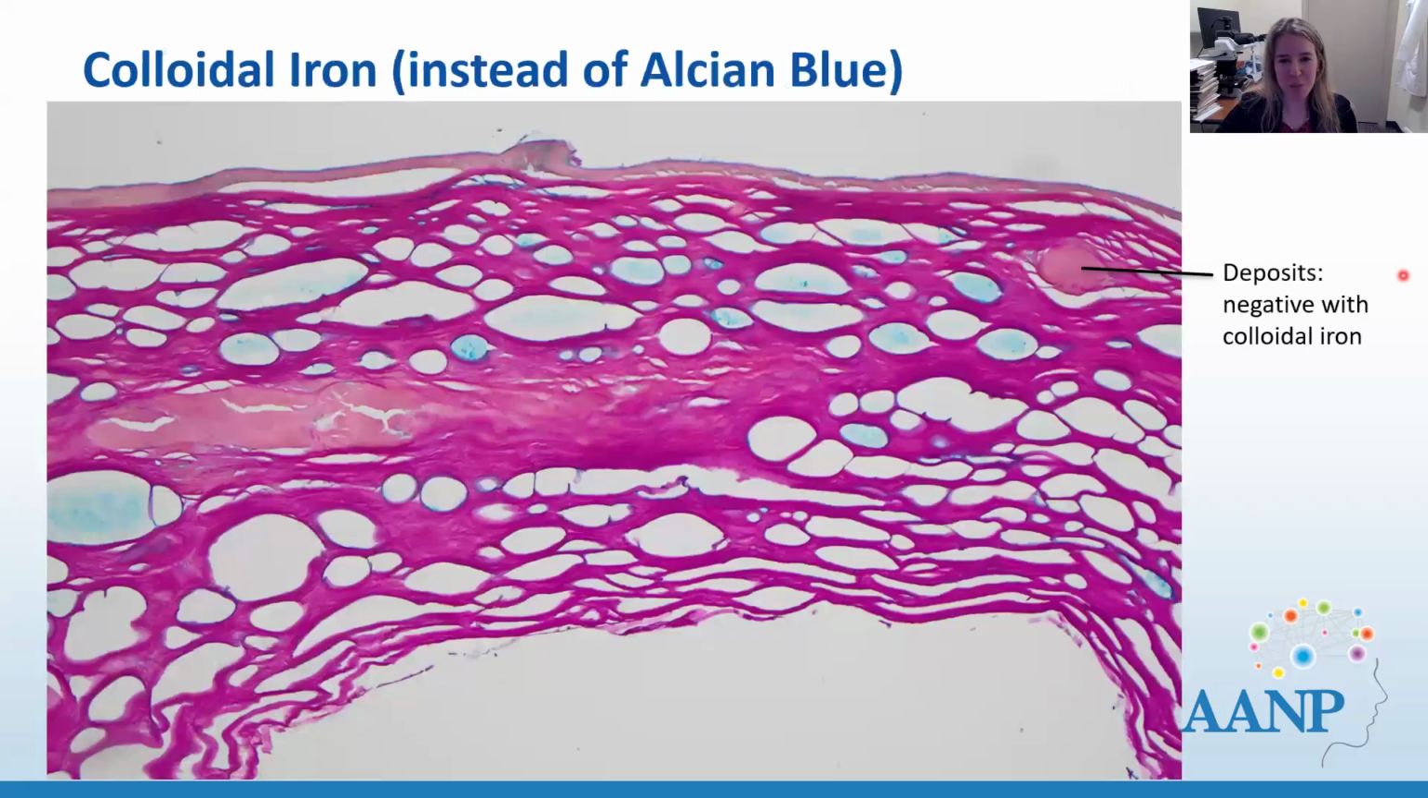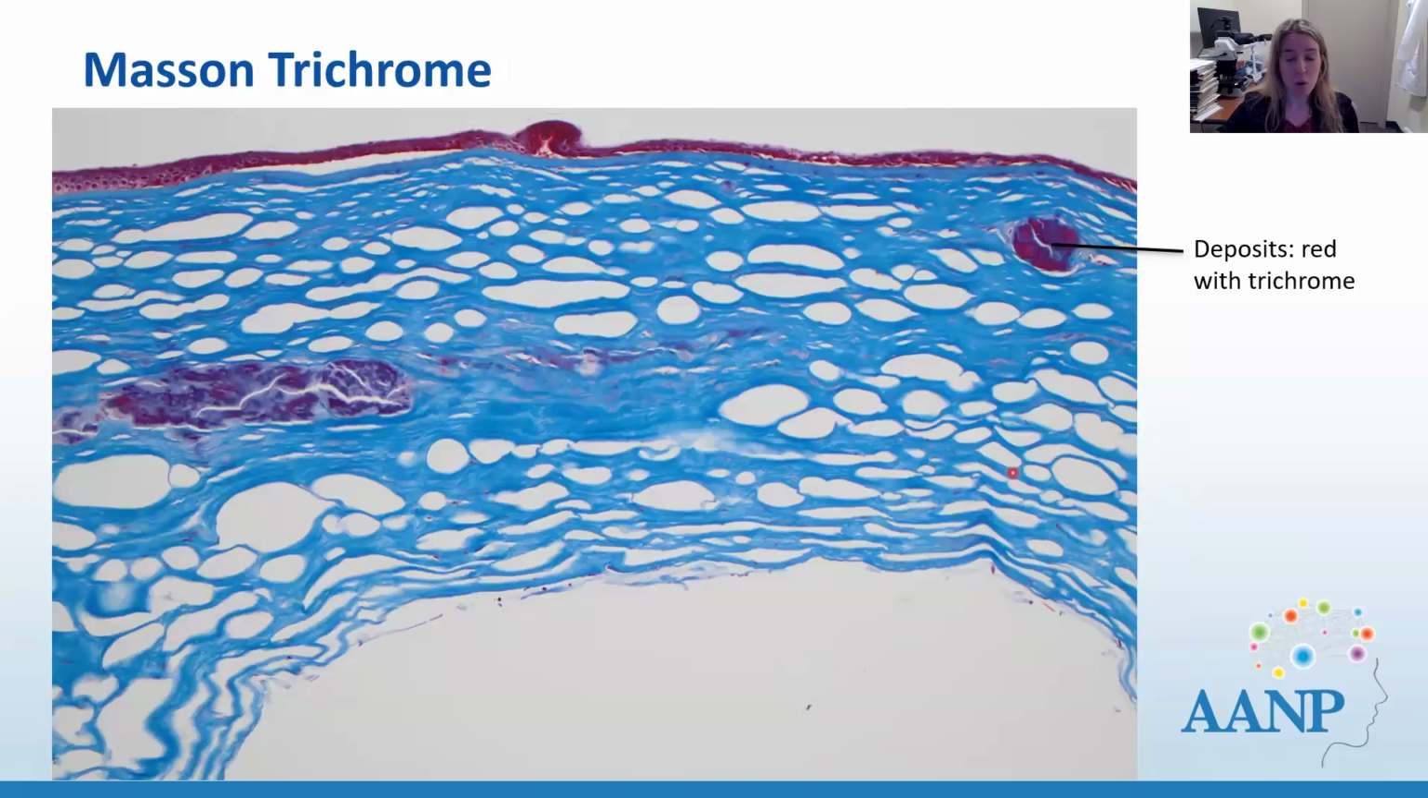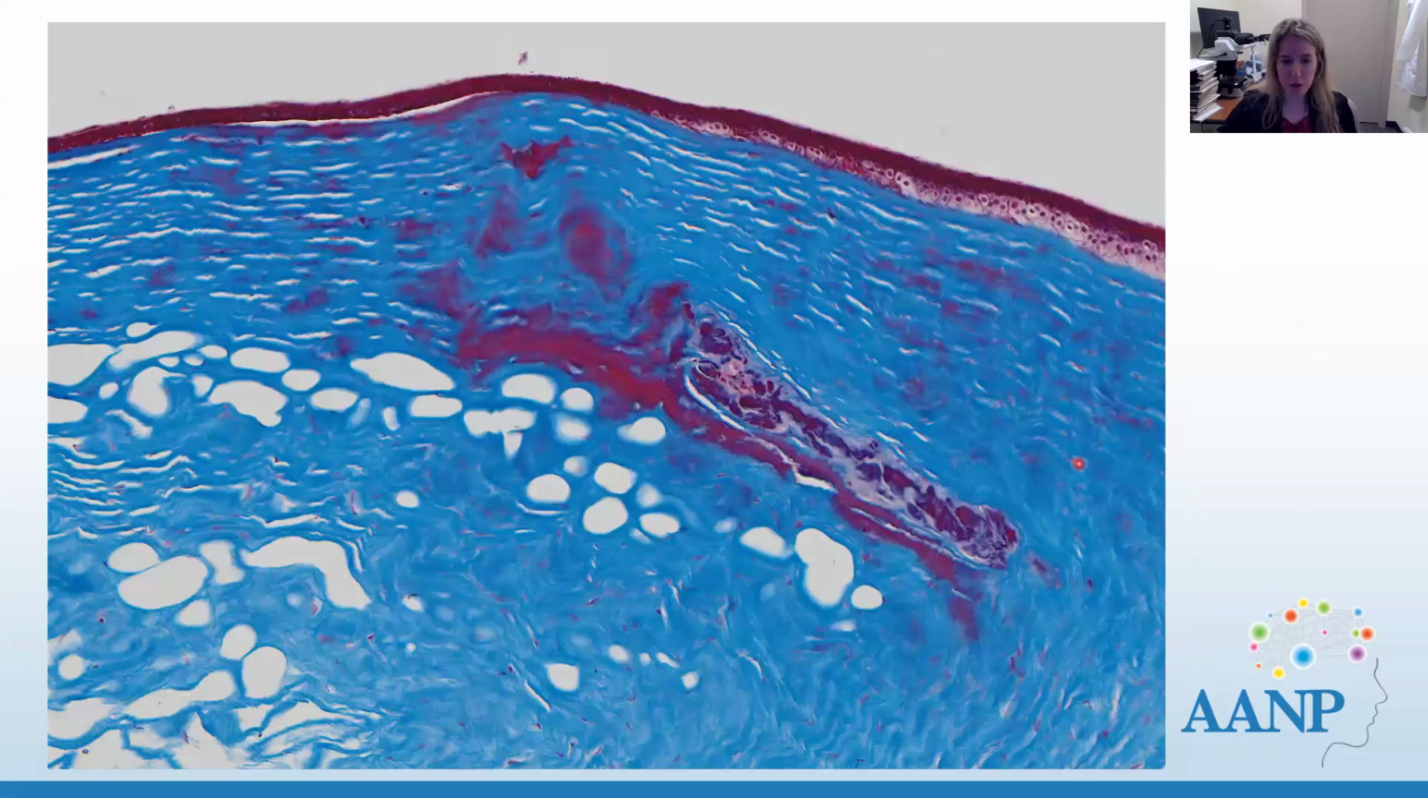So let's go back to our specimen where there were some deposits in the cornea. Here, this was a colloidal iron stain that was done rather than an Alcian blue. You can see that there are areas of a little blue background staining, but the deposits themselves are negative with colloidal iron, really suggesting that this is not macular dystrophy. Now, moving on, we have a Masson trichrome stain. Here, the deposits actually stain bright red, which would suggest granular dystrophy. Again, bright red deposits in the corneal stroma.